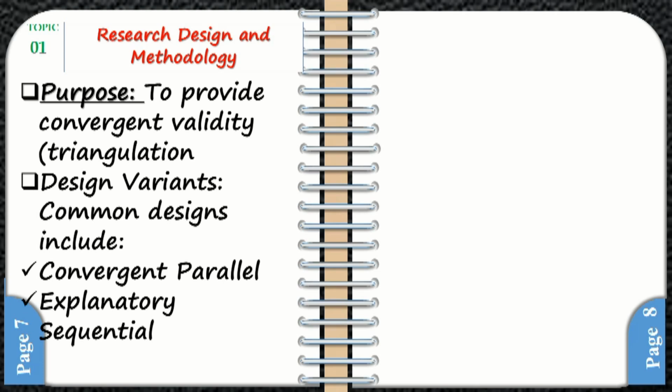Then let me look at research designs. Research design is a master plan that outlines the logical structure of inquiry. It specifies how the research will be organized to maintain internal validity, that is the accuracy of the conclusions, and external validity, that is the generalizability of the findings.